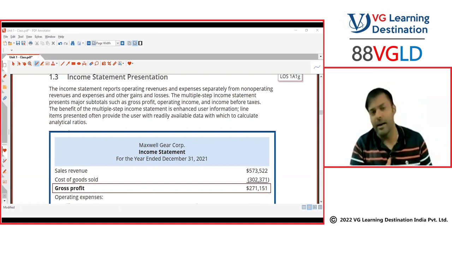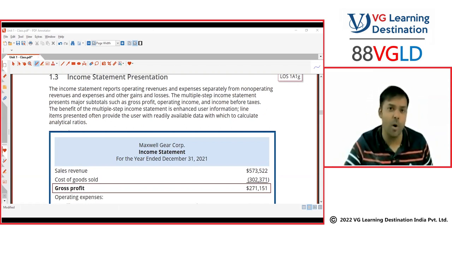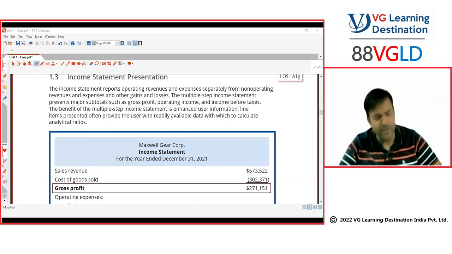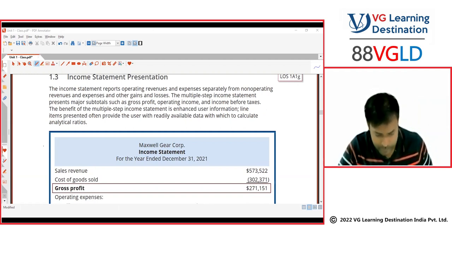Do the basics of the accounts, because this is something I'm going to use a lot going forward. So just gear up with that, okay? And if you have any problem, let me know.